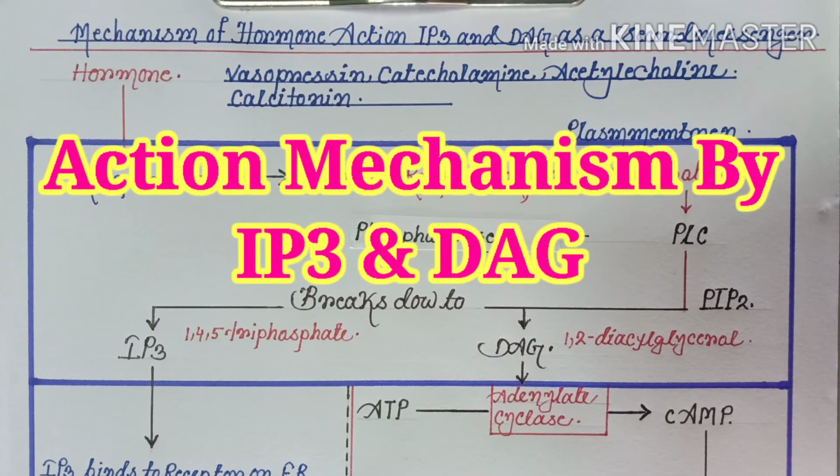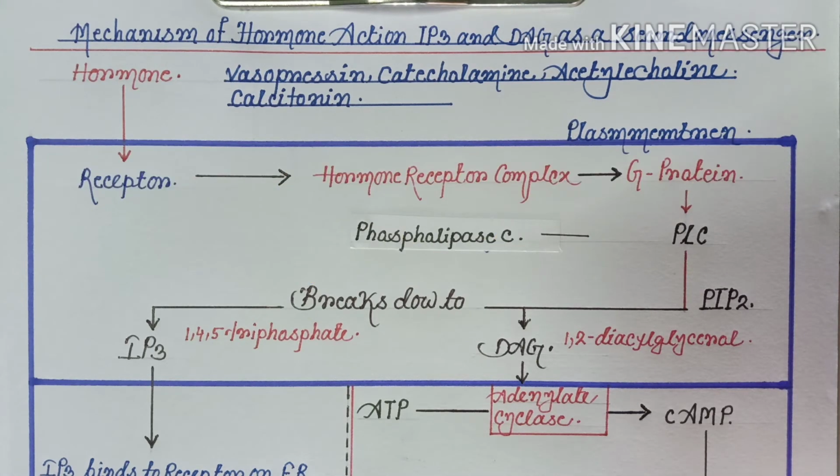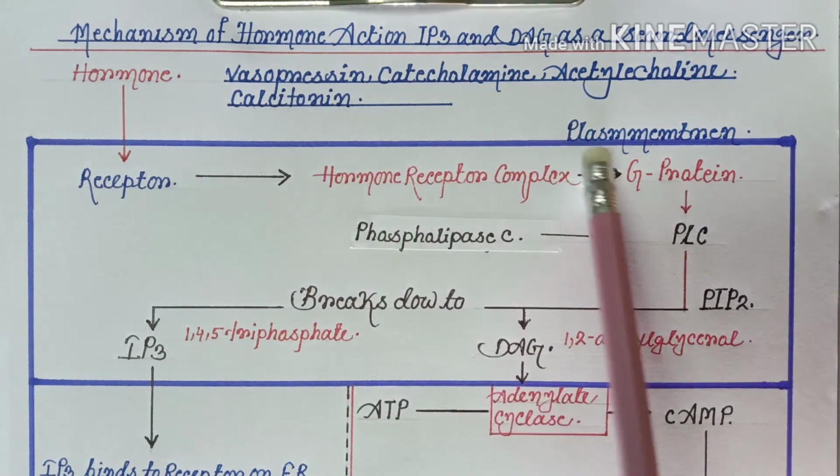So now in this video I am going to explain the mechanism of hormone action through IP3 and DAG as second messengers. That means here two mechanisms are involved. So now let's start. Now look here, this is the plasma membrane.